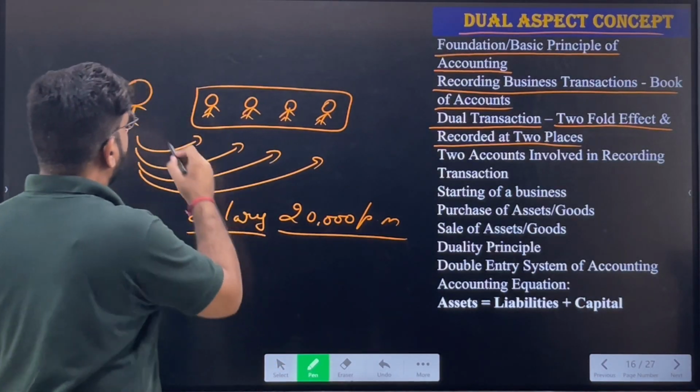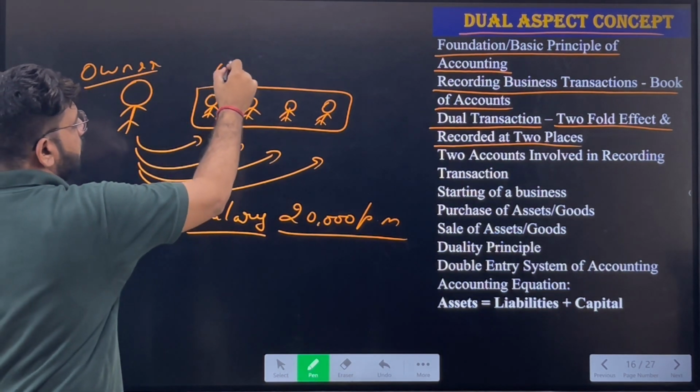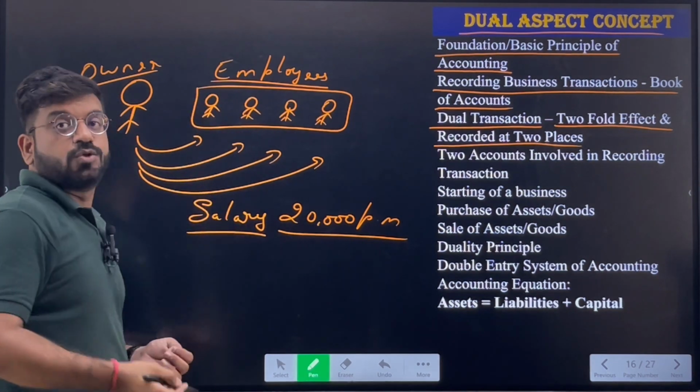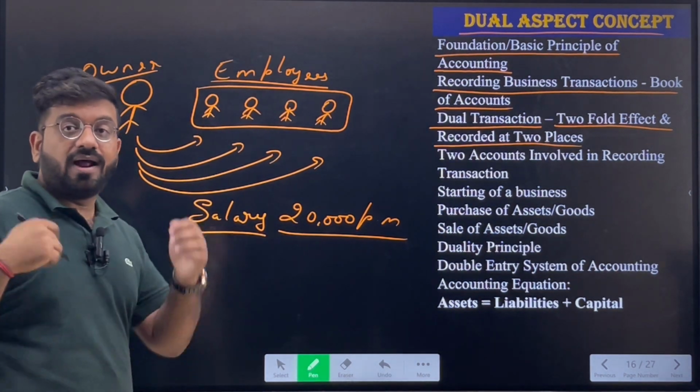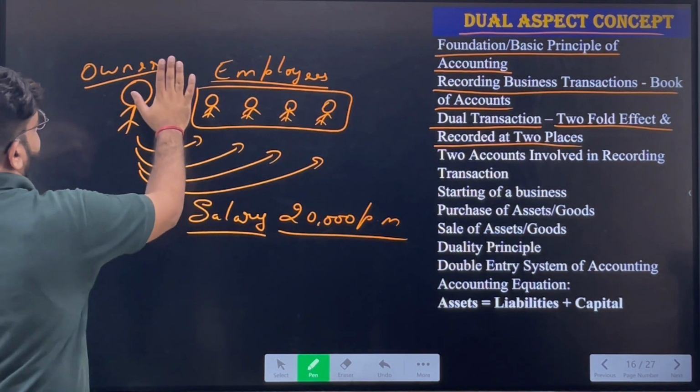Now this was an example of me being the owner and these all are my employees. To the employees, I am paying a salary of how much? 20,000 per month. So one thing I'm getting is the services. Another thing I'm paying is the cash. Okay, let's see another example.